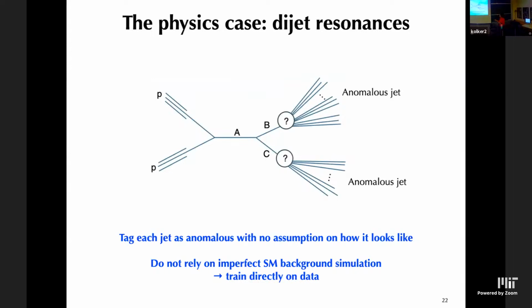So now, instead of putting an assumption on it and performing a supervised classification for these jets, we want to tag them as anomalous with no assumption on how they look like. So do it fully unsupervised. In this way, we train directly on data, and we do not have to rely on imperfect standard model background simulation.